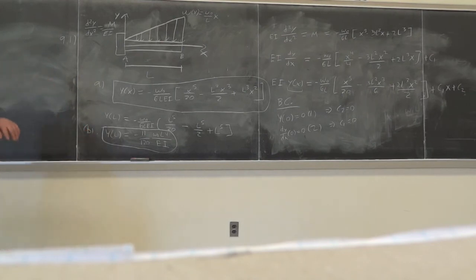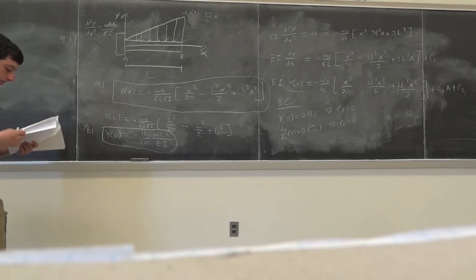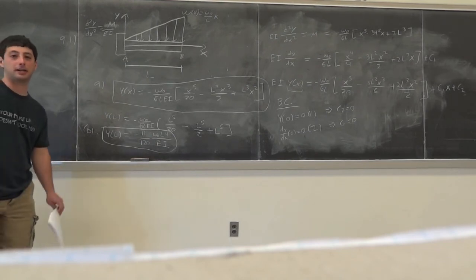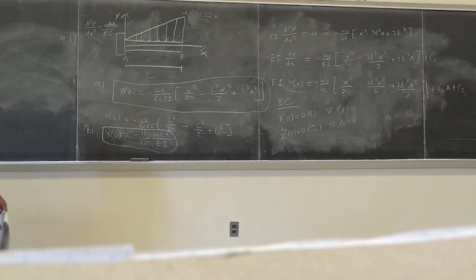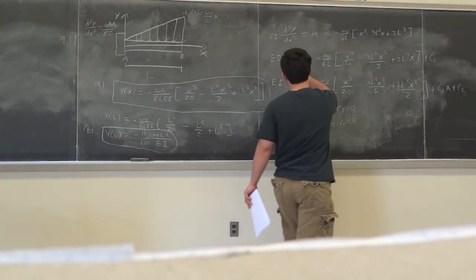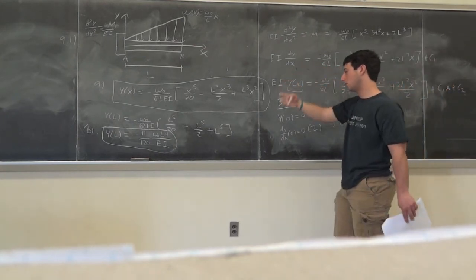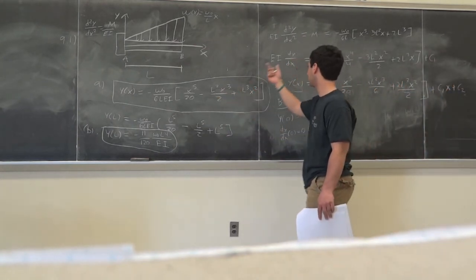And then for part C, they want to know the slope at the free end, right? Yeah. So we just want to differentiate y of x. Yeah, the slope at the free end. We want to just plug in L for EI dy dx. Yeah, because you want the slope. Yeah, exactly. From over here, you could use this differentiated version, or you could differentiate this, but you're going to get this.